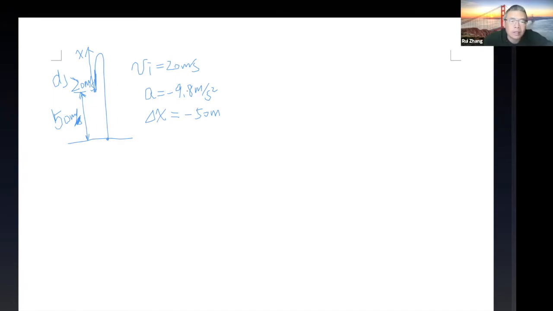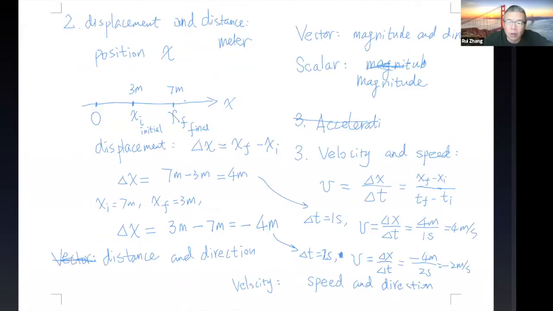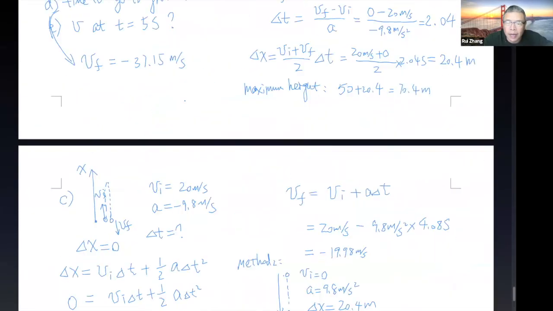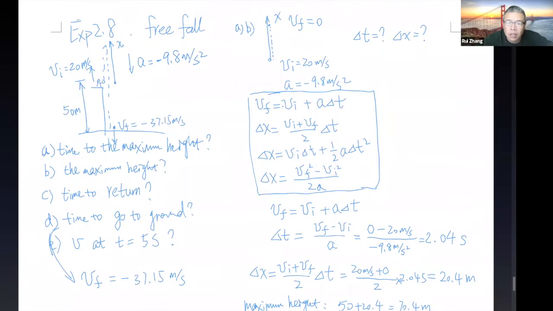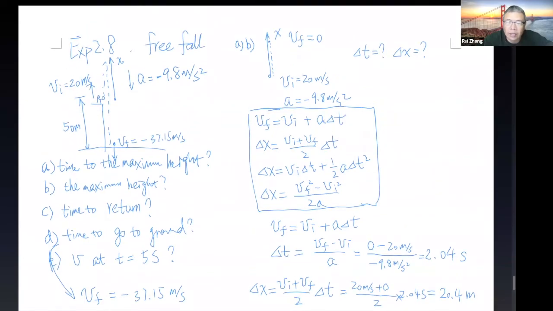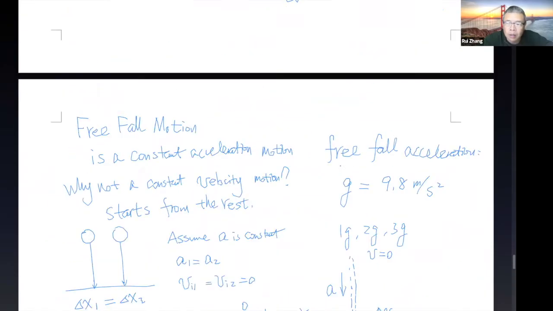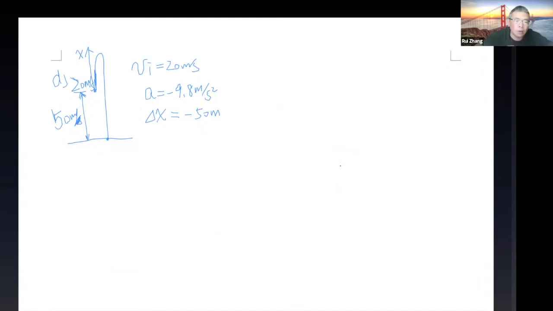Now, this is the original problem, before I modified it. So if you look at the formulas we have here, given VI, A, and delta X, and we want to find delta T, what formula should we use? It's actually this formula here. It has exactly the four quantities: one unknown and three pieces of information we know. So we should use this formula to get this part. However, there is a problem.